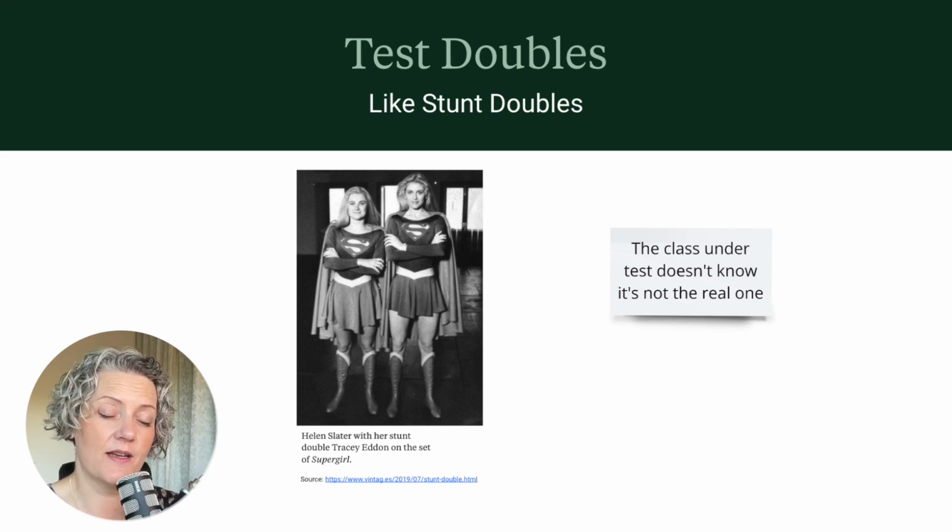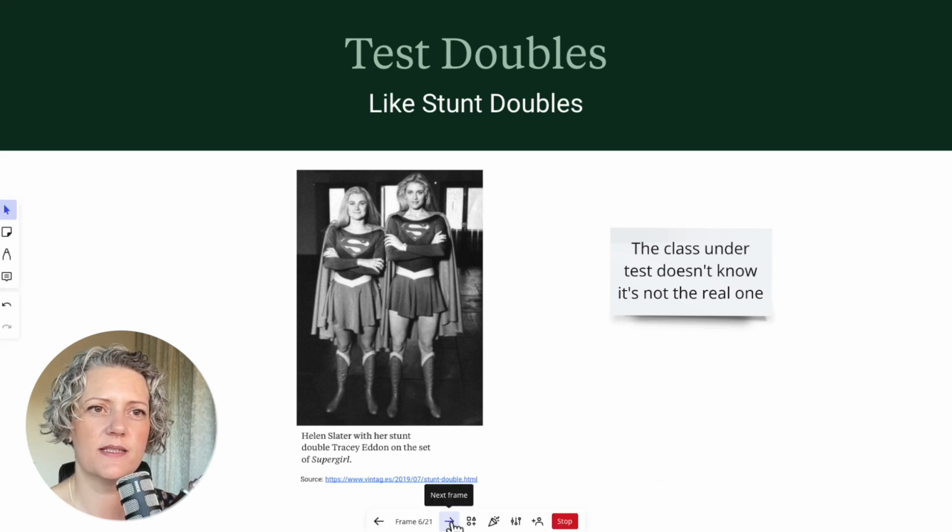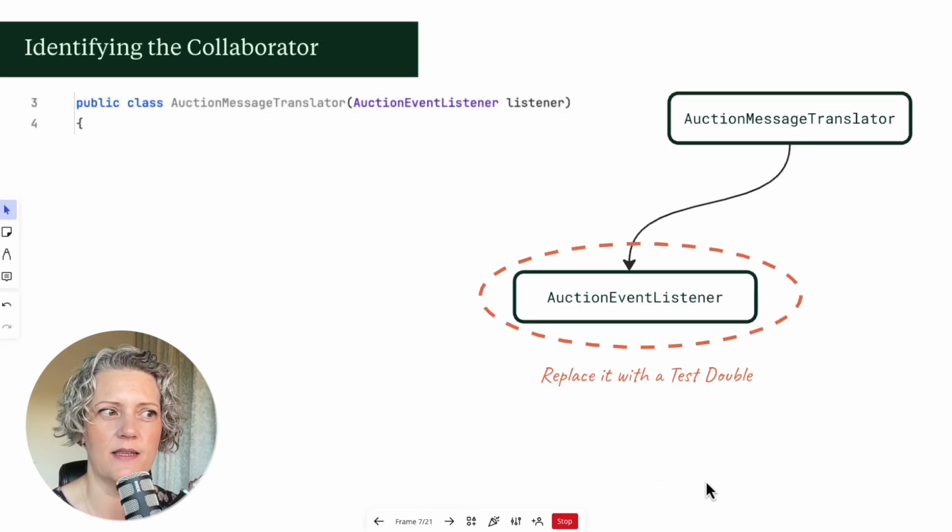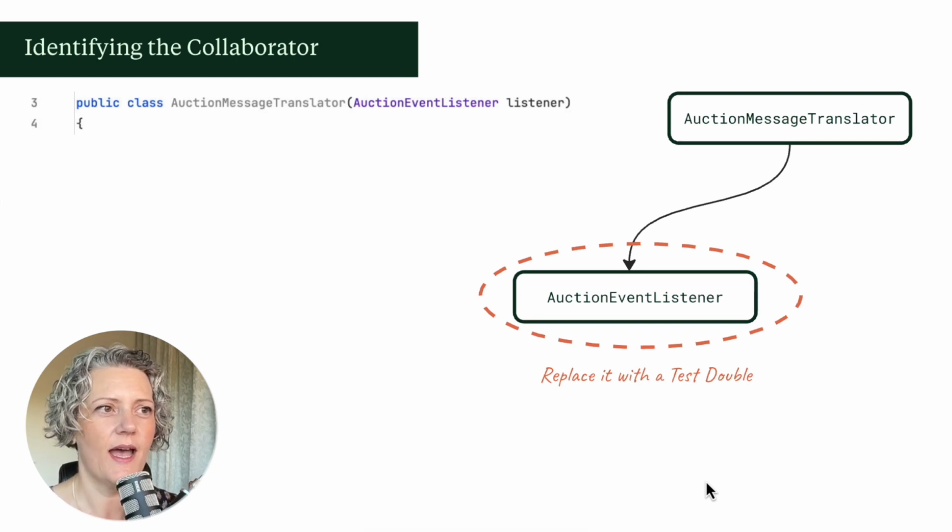And it's the same with a test double. The class being tested doesn't know that it's not the real one, and it allows the test to control what's happening in more detail. So in this case, what we're talking about is replacing the auction event listener with a test double and passing that substitute class to the auction message translator in these tests.